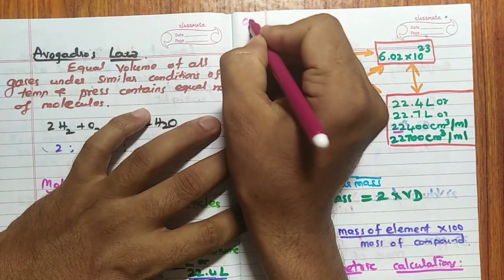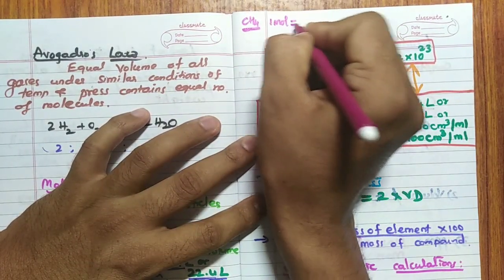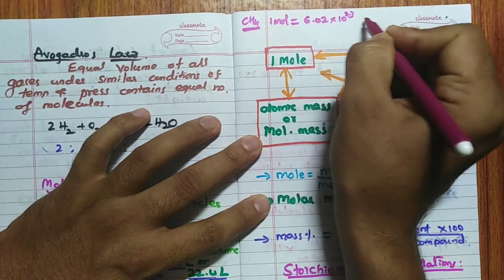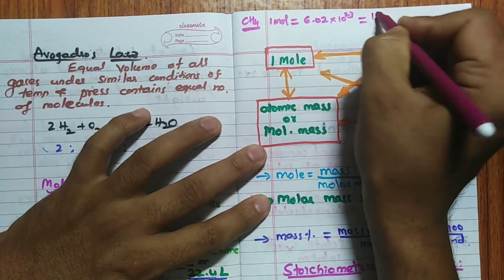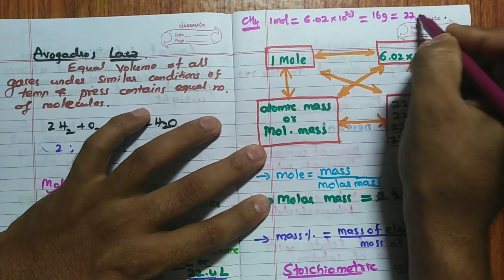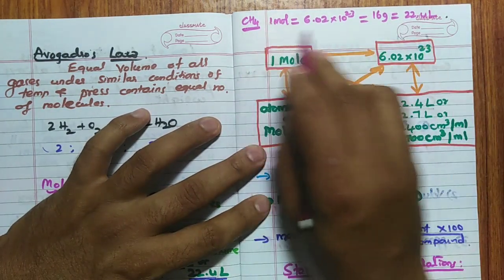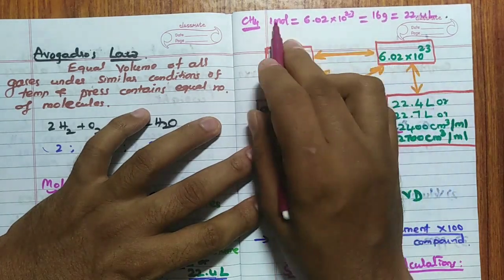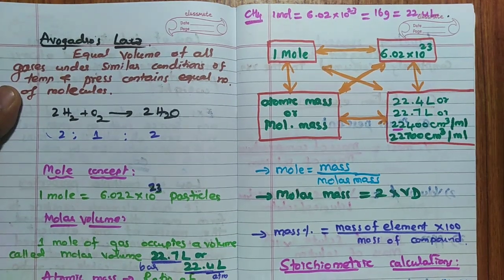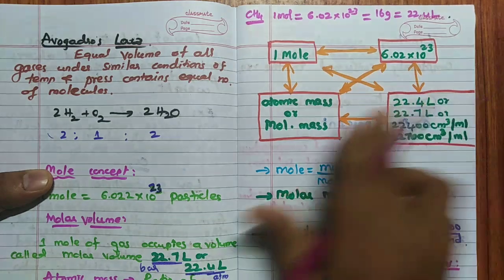See, I will consider methane. 1 mole of methane is equal to how many particles? 6.02 × 10 to the power 23 particles. What is the molecular mass? 16 gram. What is the volume occupied by 1 mole of methane gas? That is 22.4 liter or 22.7 liter. Now you can equate any of these things with any of these, in any permutation and combination. So remember all those are the same. Hence I told you this you have to remember.